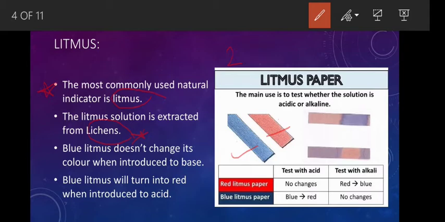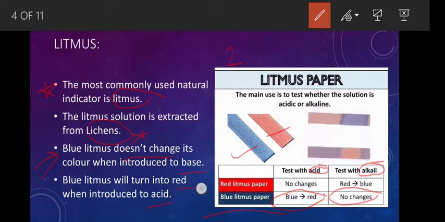If we take blue litmus paper, then what happens? The blue litmus paper does not change its color in a basic solution. When a blue litmus paper is introduced in base, it does not change its color. It remains blue. Have you understood? Okay. But if you introduce blue litmus paper to acid, what happens? It turns to red color.